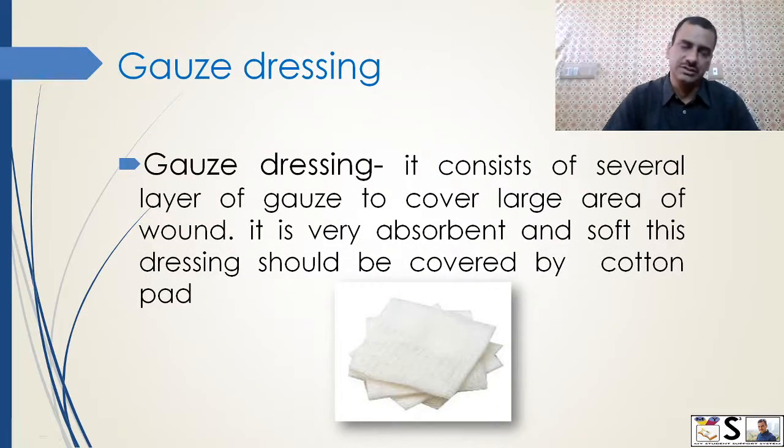Then gauze dressing. Gauze dressing we normally prepare in the hospitals. It consists of several layers of gauze to cover a large area of the wound. It is very absorbent and soft. This dressing should be covered by a cotton pad and then can be held in place by plasters or bandaging.